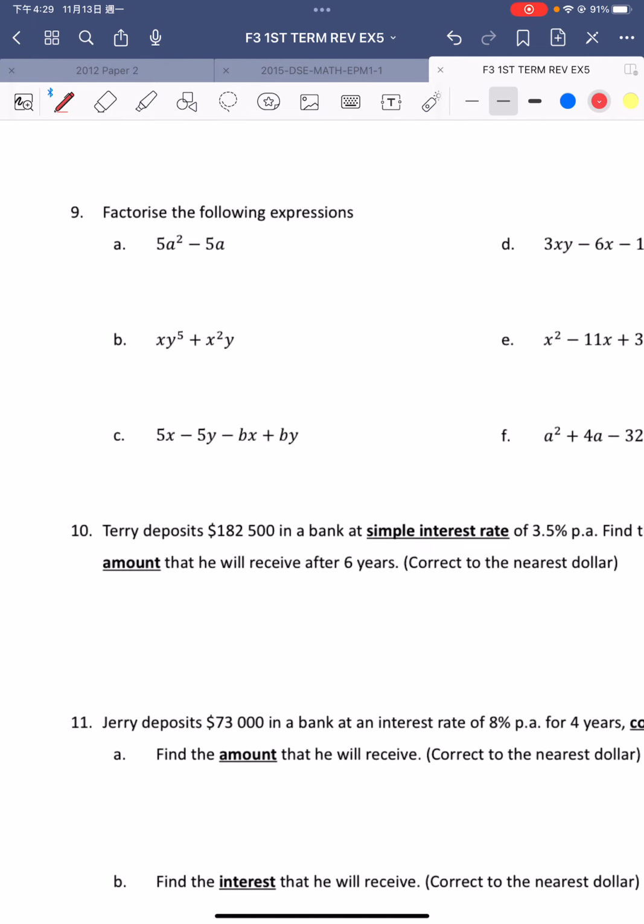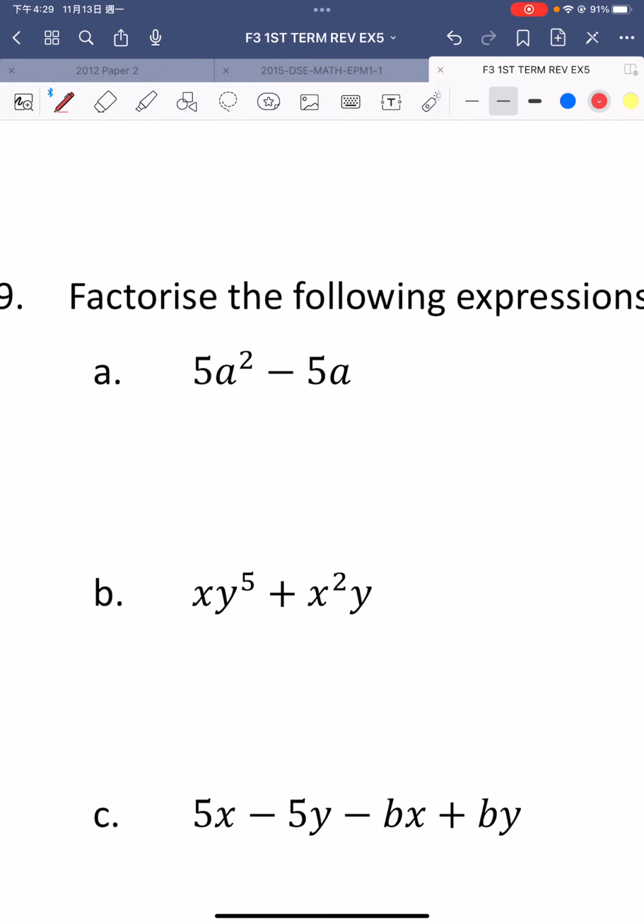So next page, we're going to factorize something. Again, we can write this as 5 times a minus 5a. First of all, what we're going to do is take out something exactly the same on the left and on the right of the negative sign. We compare if anything is the same. We can see that 5 and 5 are the same, a and a are the same.